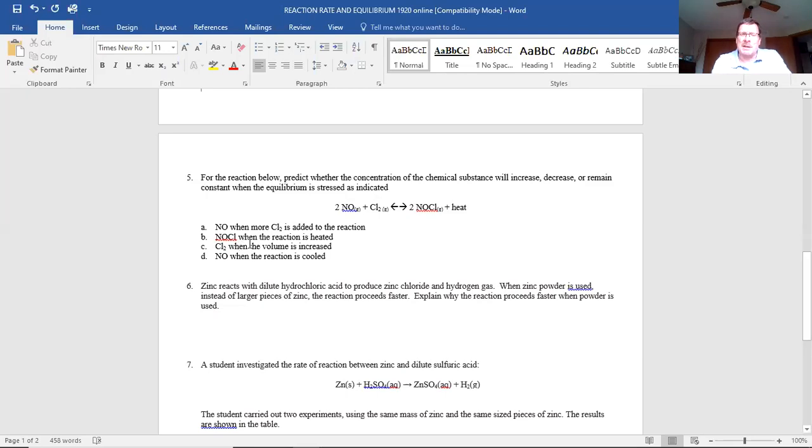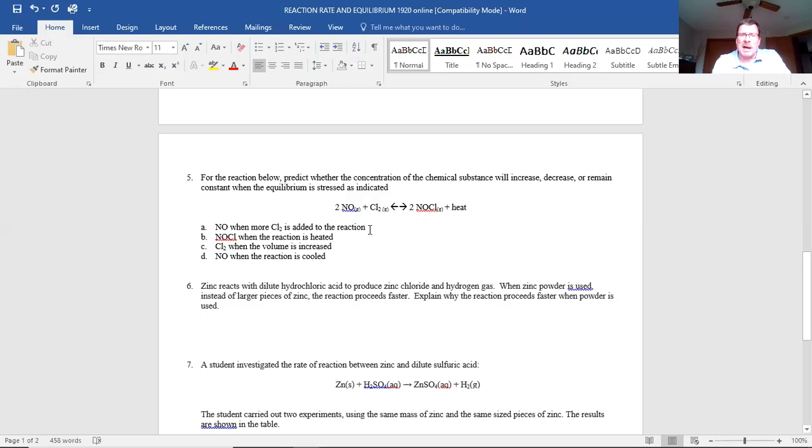How about this nitrogen monoxide? It's got a common name that I can't think of right now. It was just on the tip of my tongue, but the NOCl, this covalent compound, if you heat the reaction. Now again, if you're heating the reaction, you're overloading this side, you're going to shove the equilibrium towards the left. If you shove the equilibrium towards the left, then everything here on the right is going to decrease. Okay? So B is also a decrease.